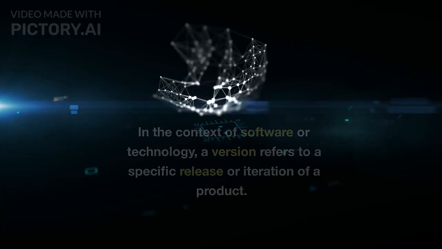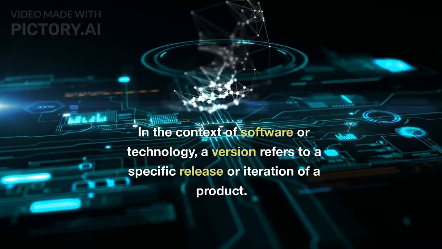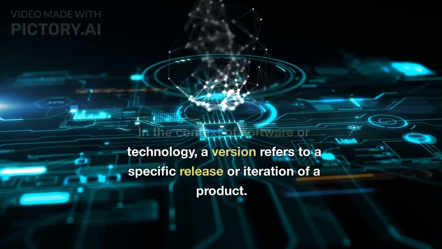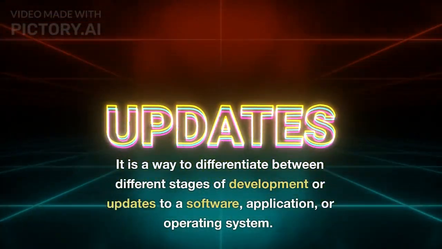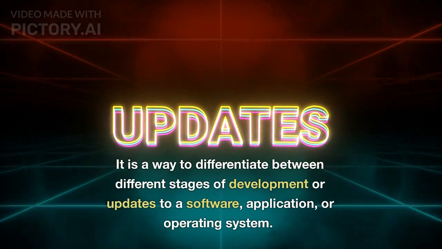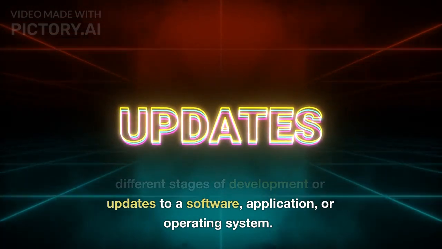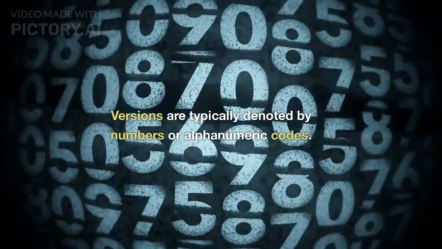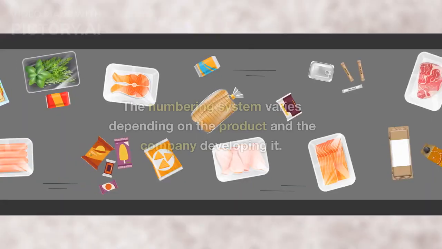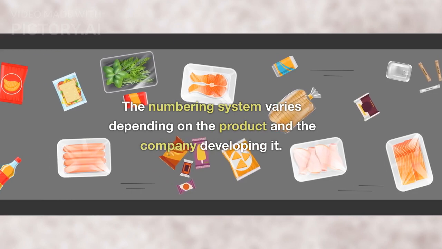What is version? In the context of software or technology, a version refers to a specific release or iteration of a product. It is a way to differentiate between different stages of development or updates to a software, application, or operating system. Versions are typically denoted by numbers or alphanumeric codes. The numbering system varies depending on the product and the company developing it.